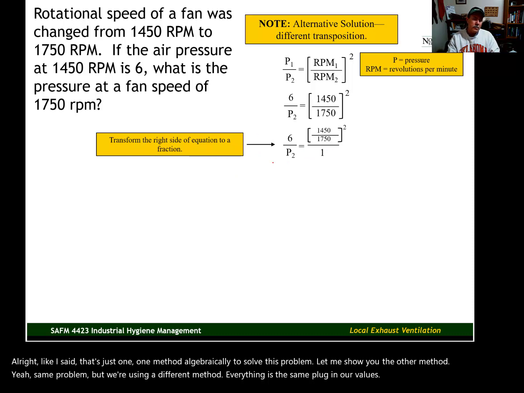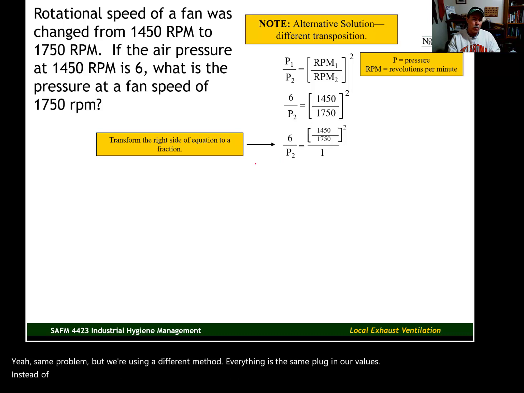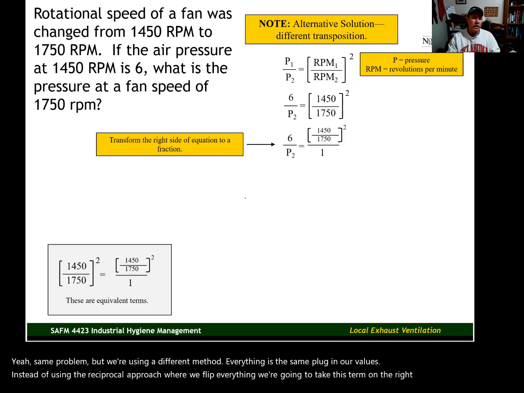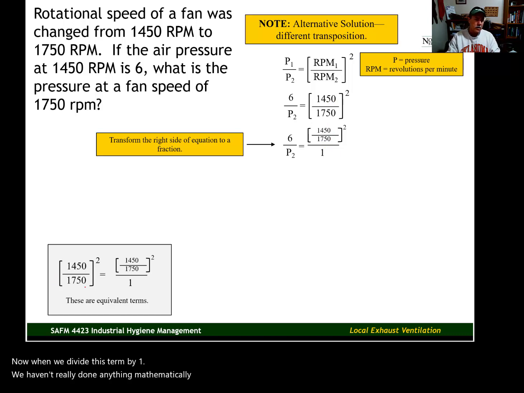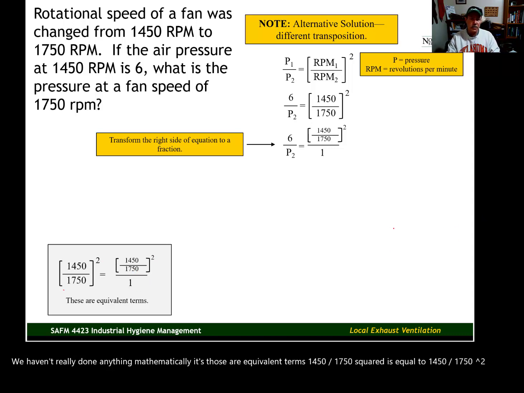Instead of using the reciprocal approach where we flip everything, we're going to take this term on the right and divide it by 1. Now, when we divide this term by 1, we haven't really done anything mathematically. Those are equivalent terms. 1450 divided by 1750 squared is equal to 1450 divided by 1750 squared over 1. So we haven't changed anything.